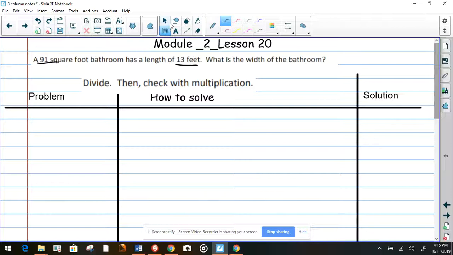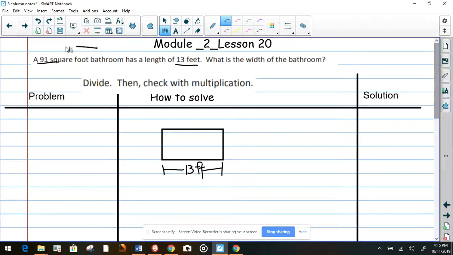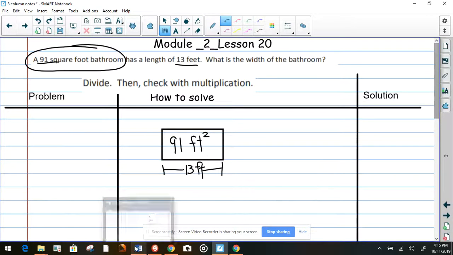So now, this is very important. I love to do this because it helps a lot. I like to make pictures of what I'm looking at in mathematics because it's fun and because it helps you see the problem better. So the length is 13. From here to here is 13 what? 13 feet. And it says that the whole bathroom is 91 square feet. This number 2 means square feet.